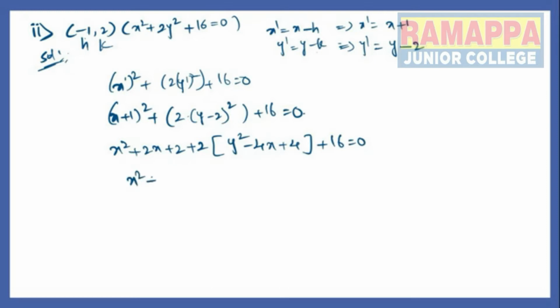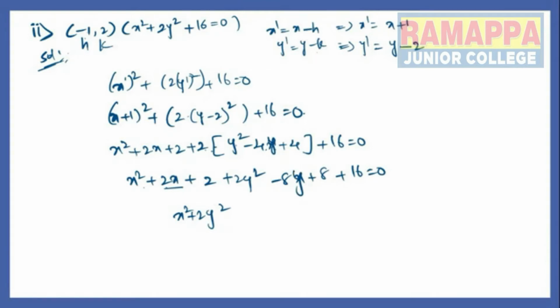So x square plus 2x plus 1 plus 2y square, 2 fours are 8, minus 8y plus 2 fours are 8, plus 16 is equal to 0. So this gives x square plus 2y square plus 2x minus 8y, then 1 plus 8 is 9, 9 plus 16 is 25, equal to 0.